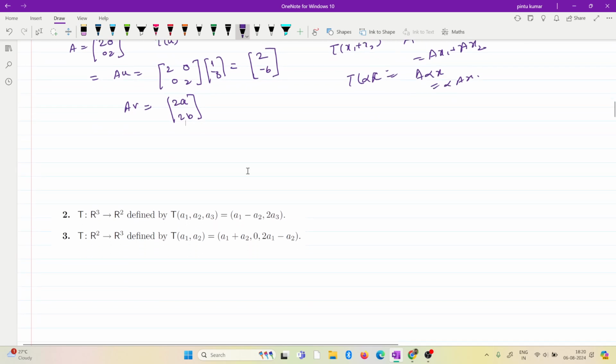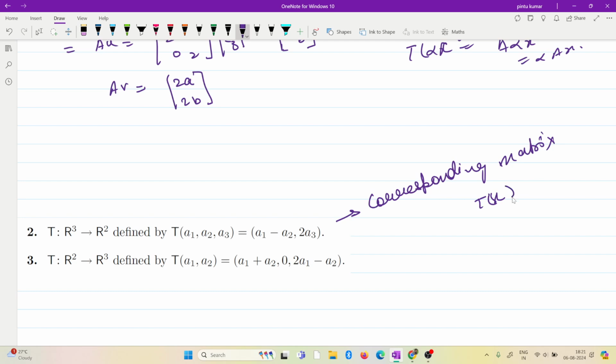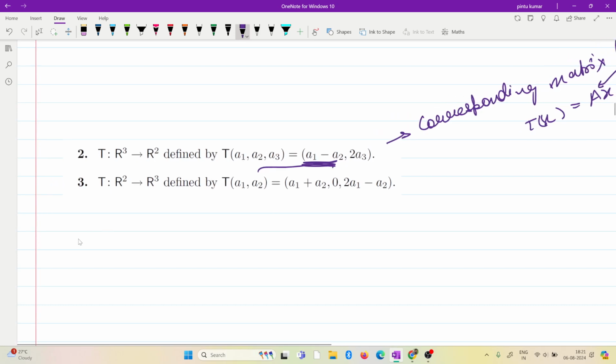Now let's look at the other way around. Let's say you have some linear transformation, and you want to find the corresponding matrix so that your T of x is given by A times x. So you want to find such a matrix A such that this particular transformation that is being defined, you can write as matrix multiplication. Now, one small thing: the A that you obtain is based on the basis that you choose.